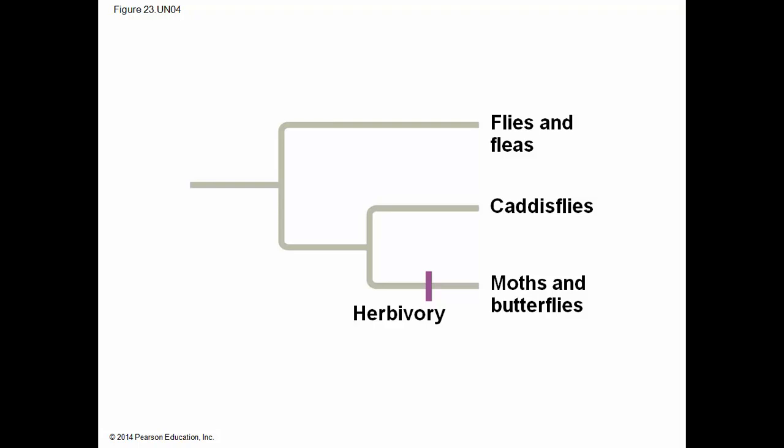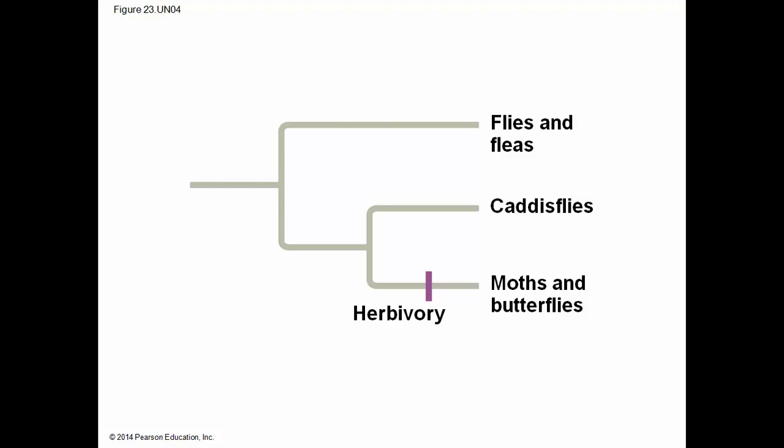Okay, this is herbivory as a trait that evolved from carnivorous species. Herbivory, plant eating, has evolved repeatedly in insects, typically from meat-eating or detritus-feeding ancestors. Detritus is dead organic matter. Moths and butterflies, for example, eat plants, whereas their sister group, the insect group to which they are most closely related, the caddisflies, feed on animals, fungi, and detritus.